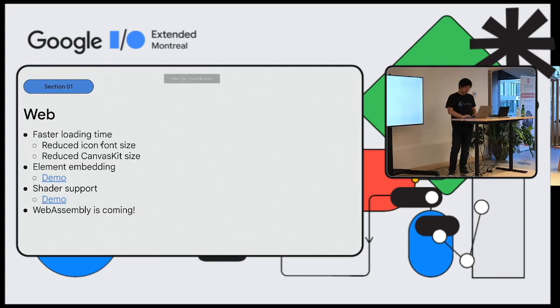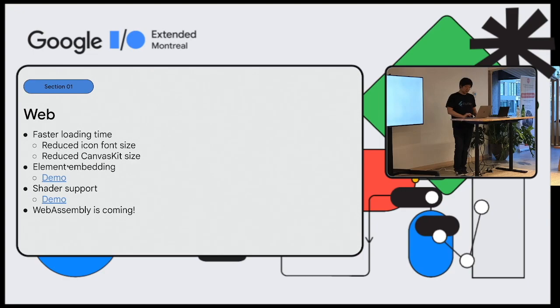So next one is about web. What's the big deal with the web for Flutter is that Flutter is basically a single page application. So you have to load every library to render your UI and so on. But the library size was a little too big before. So they reduced the icon font size, and CanvasKit, which is for drawing the UI, is reduced so that they improve the loading time for Flutter web.